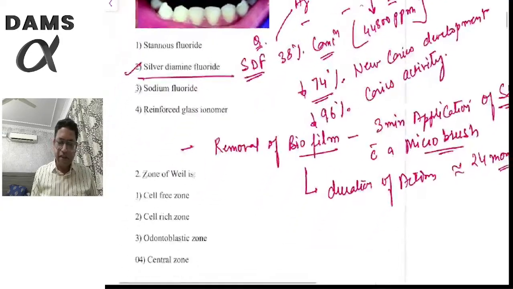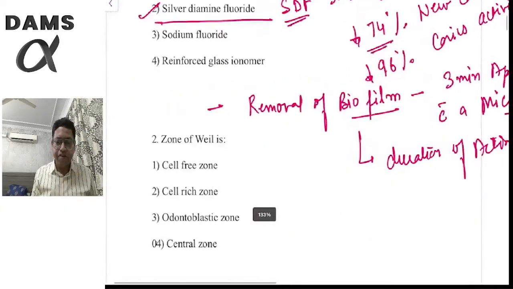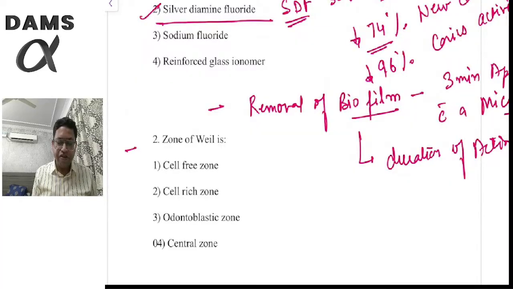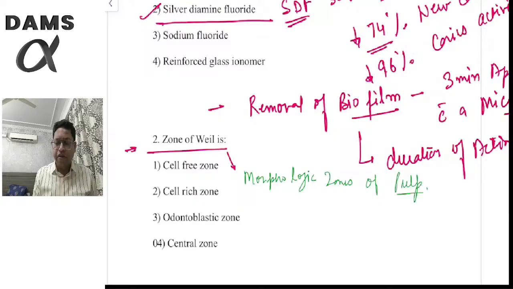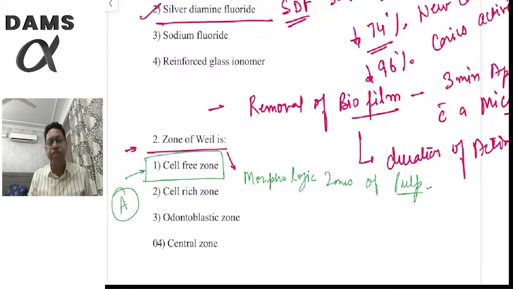Okay. Now we proceed to question number 2 as displayed onto your screens. The zone of Weil is: cell-free zone, cell-rich zone, odontoblastic zone, or the central zone. So basically it is talking about the morphologic zones of pulp. Okay, zone of Weil. It is a very simple and straightforward question. All of you must know it is basically the cell-free zone. So the answer would be option A, cell-free zone.